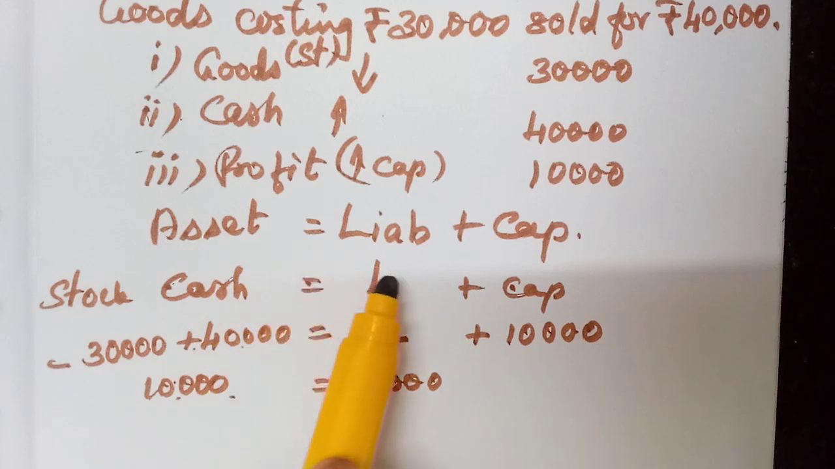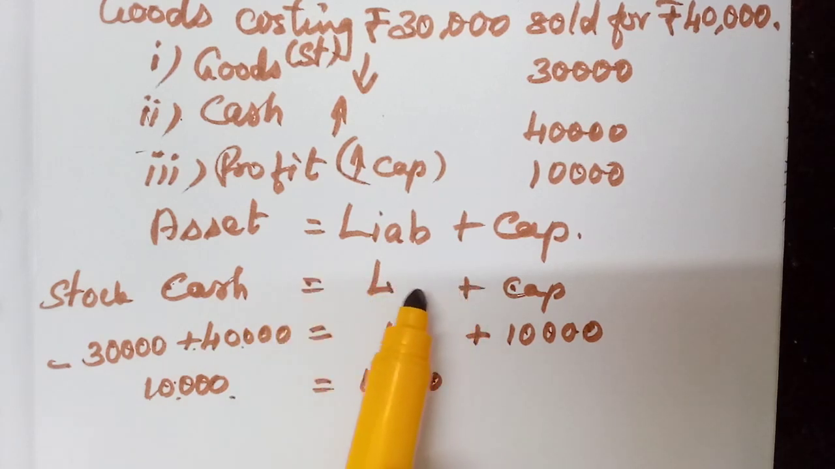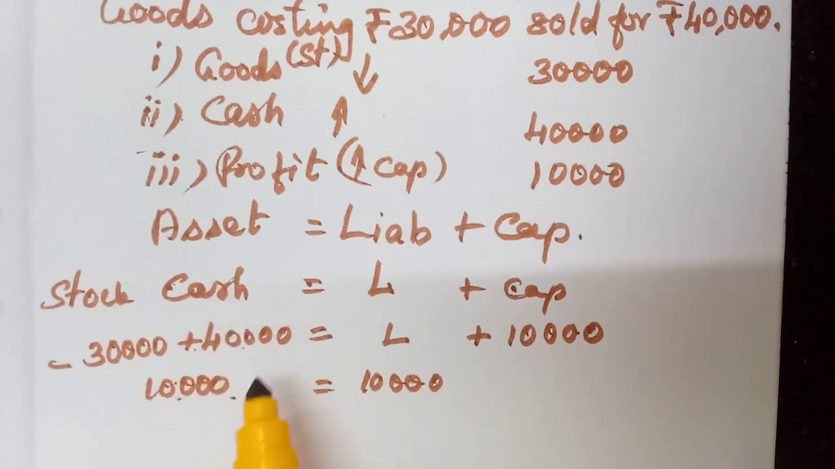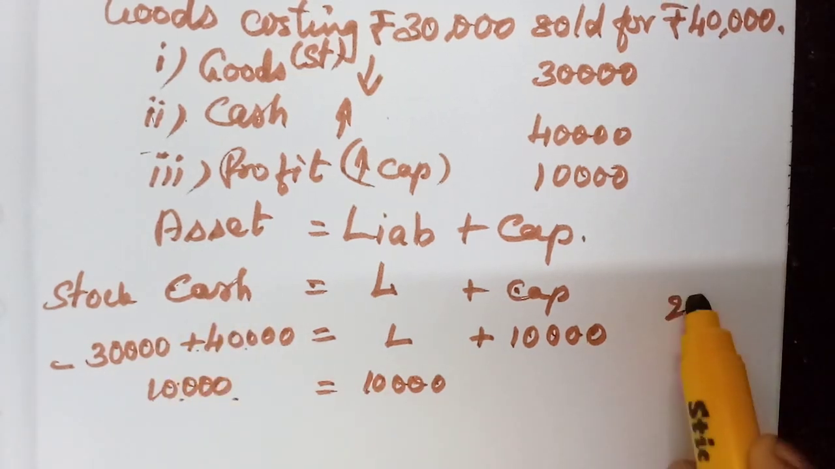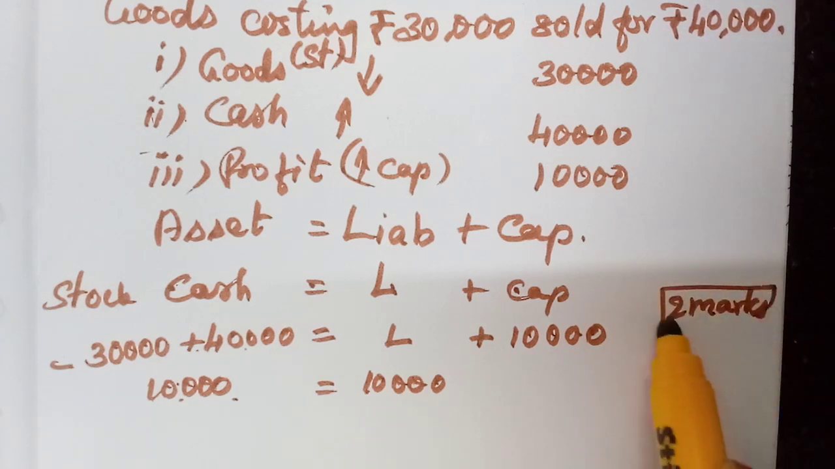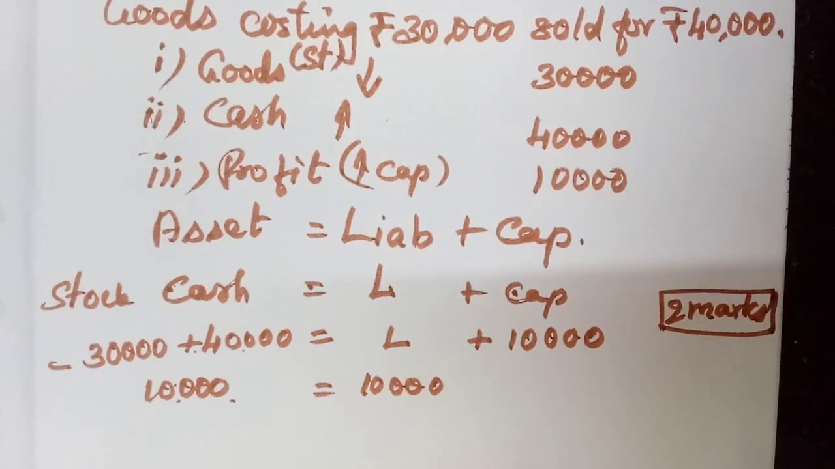So the simple thing you have to understand is the equation. Asset is equal to liabilities plus capital. Here, a very simple thing, always they will ask for 2 marks. This accounting equation, mostly they will ask this one question. That I will show you. Very simple. Even a first standard student can do that one. Okay, I will show in the book itself.